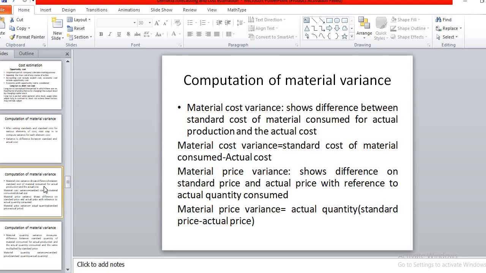So the material price variance is the difference between standard and actual price multiplied by the actual quantity consumed. The material cost variance is related to the cost of the particular material consumed for the production, again considered as standard and actual. The difference between standard and actual price is considered as the material price variance, for the actual quantity consumed.